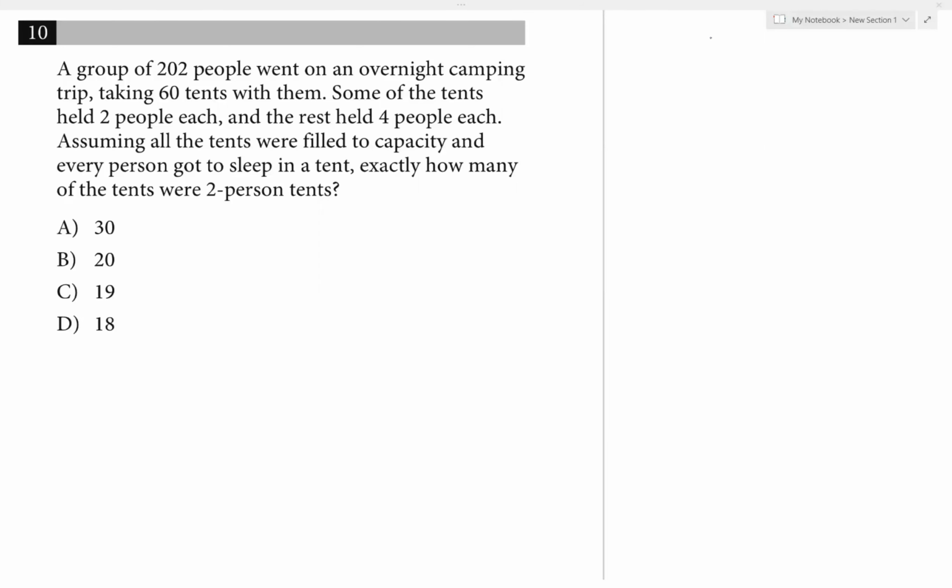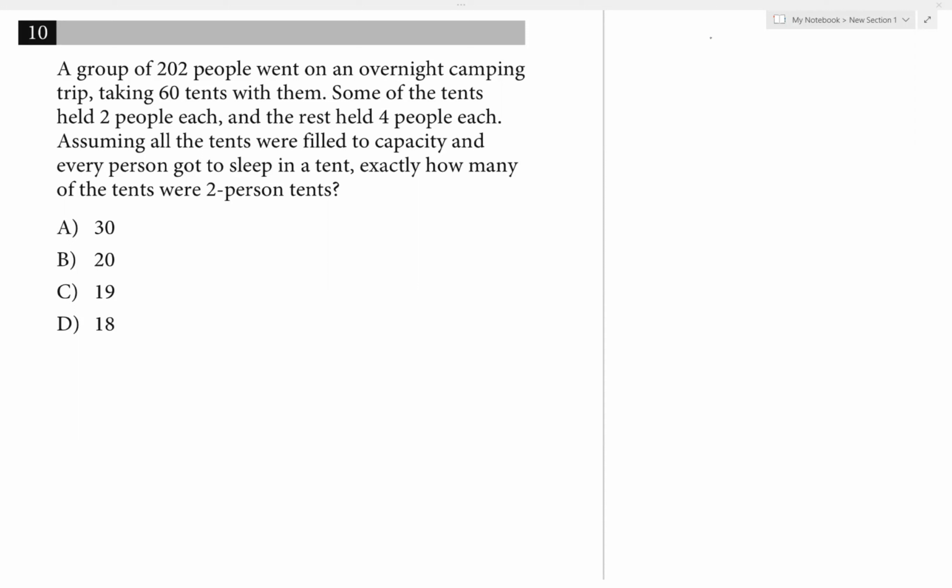All right, number 10. A group of 202 people went on an overnight camping trip, taking 60 tents with them. Some of the tents held 2 people each, and the rest held 4 people each. Assuming all the tents were filled to capacity and every person got to sleep in a tent, exactly how many of the tents were 2-person tents?